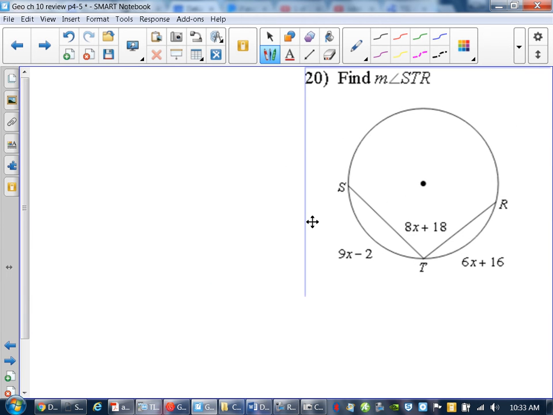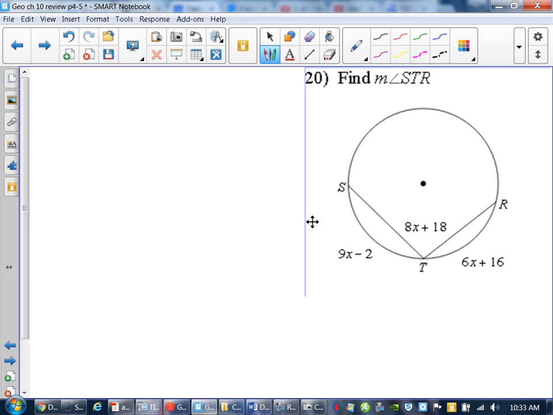set the problem up. One of the first things that it's telling you to do is that you have an inscribed angle at T. So when you have an inscribed angle, your angle is equal to half of the arc.